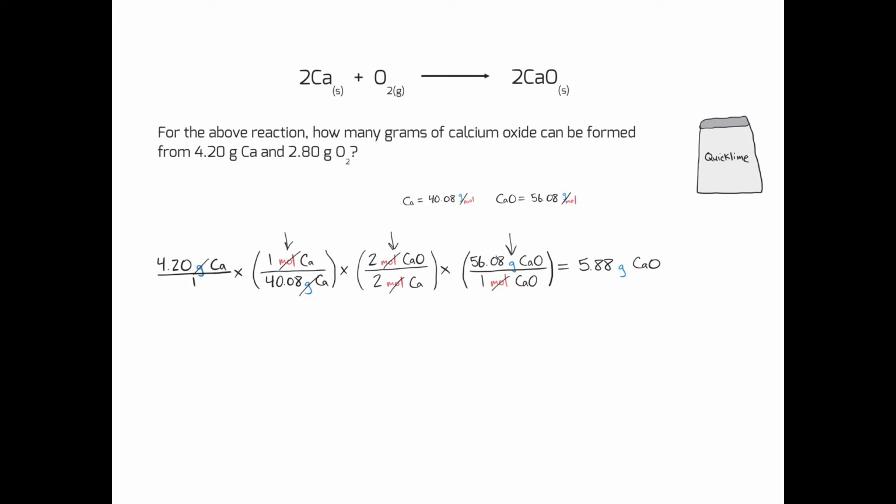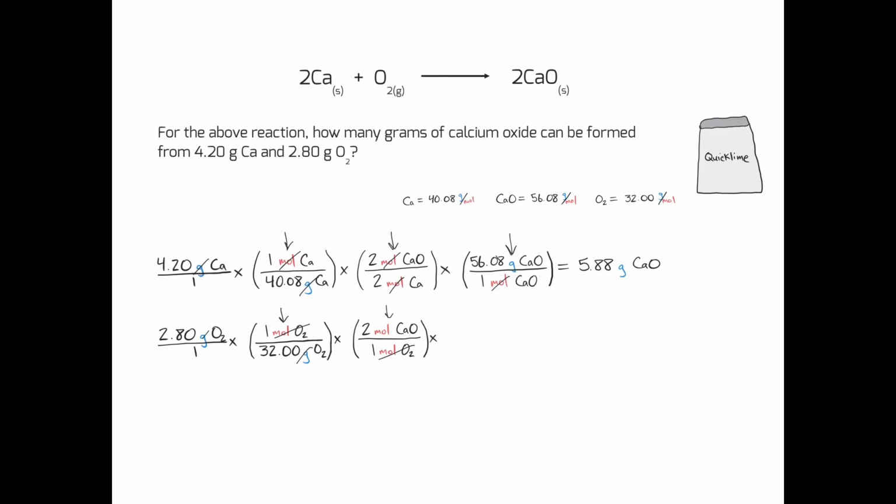Now we do the same thing with 2.80 grams of O2. So we convert from grams to moles using the molar mass of O2, which we find to be 32.00 grams per mole. We set it up so our grams on bottom and grams on top cancel, leaving us with moles of O2. Now we convert from moles of O2 to moles of calcium oxide using our balanced equation. So we have 1 mole of O2 per 2 moles of calcium oxide. Our moles of O2 go on bottom to cancel our moles of O2 on top. So this cancels and this cancels. And now we have moles of calcium oxide.